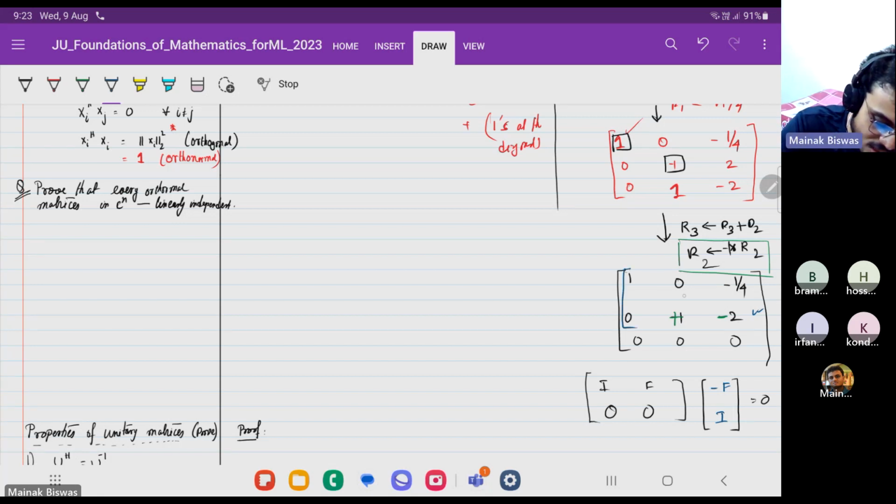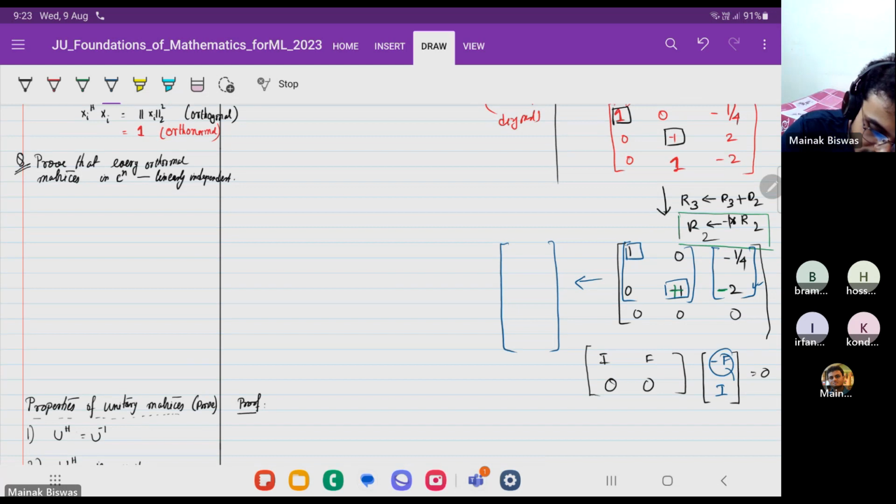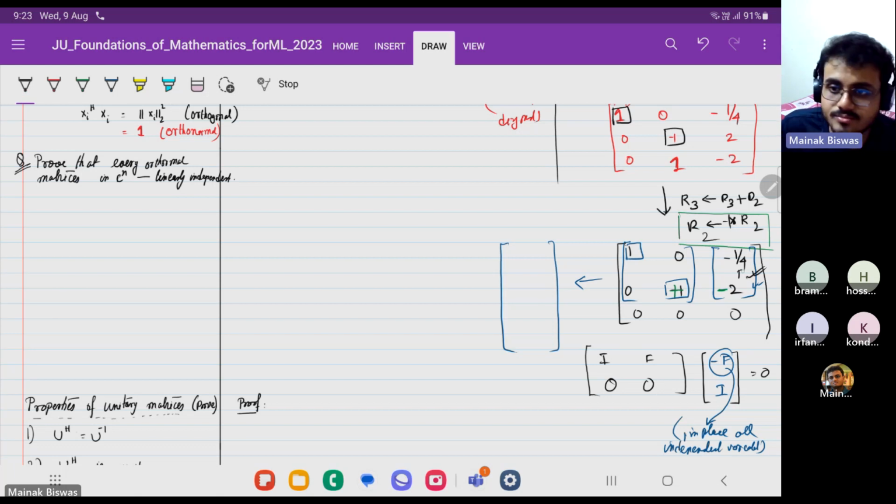Do you agree this is the I matrix? We have the pivots. Yes. And this is your F matrix. So what should be your eigenvector from this? In place of all the independent variables, you will place the F. So tell me, this is your F, where will I place the F?